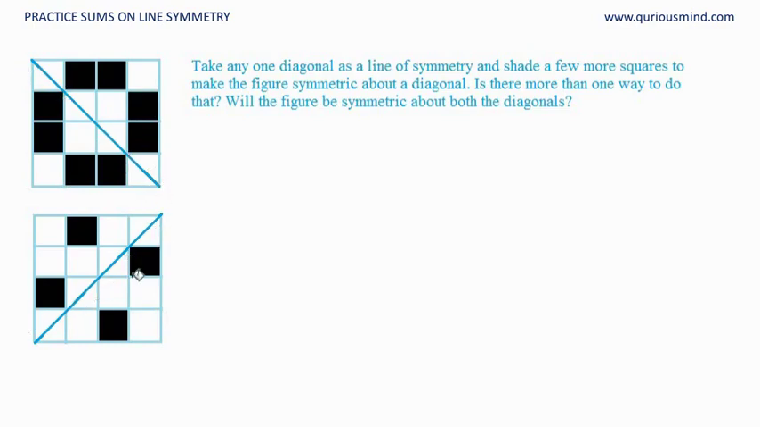Now let's look at this. For this, I need here. For this, I need here. For this, I need here. For this, I need here. And if we see, for both the diagonals, I need to color the same squares and hence the figure will be symmetric about both the diagonals once we make it symmetric about one diagonal.